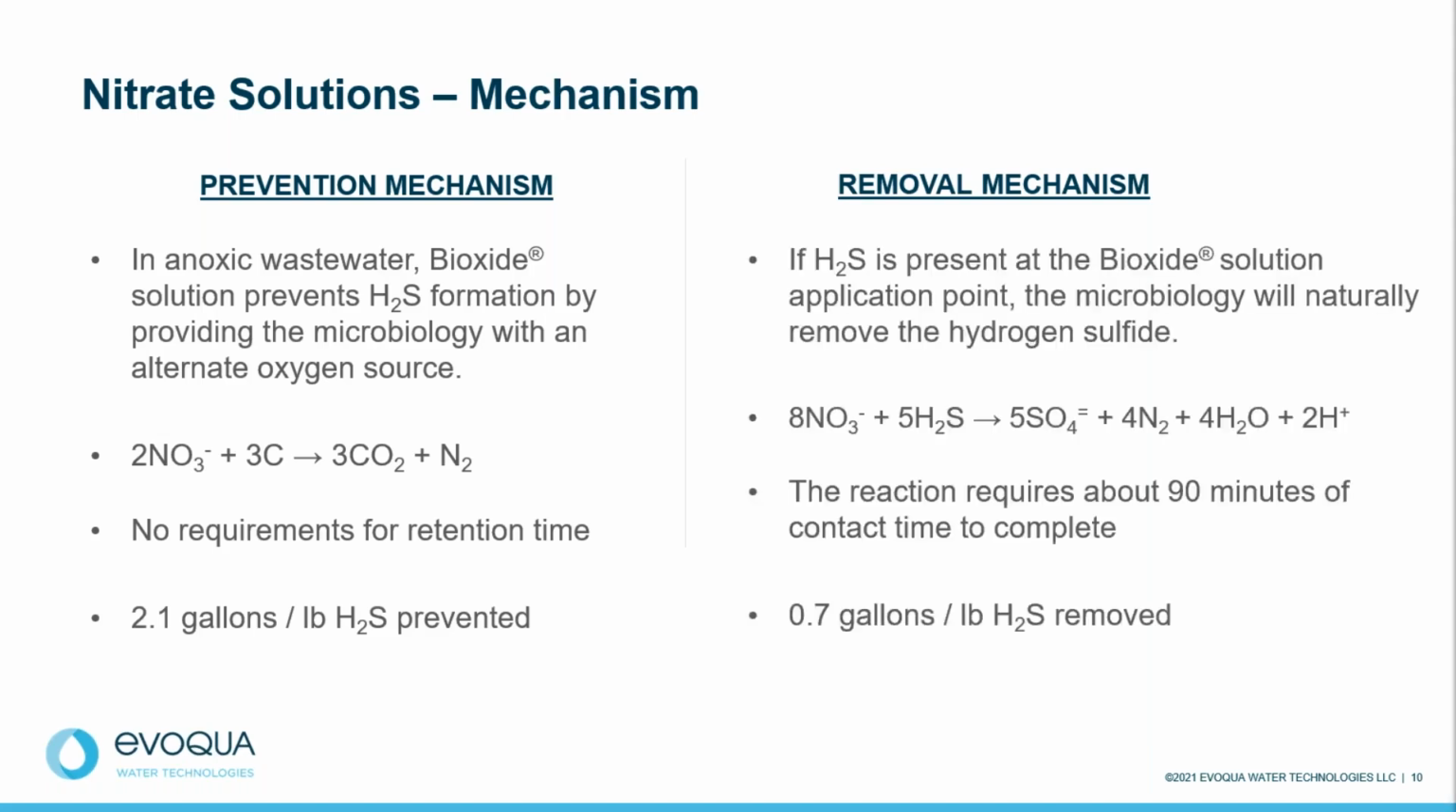Moving on to the next mechanism, which is our removal mechanism. In case there is any hydrogen sulfide already pre-existing at our application point, the microbiology, with the help of the nitrate solutions, will naturally remove the hydrogen sulfide by restoring it back to its ionic state. As you can see in the reaction, the nitrates react with the hydrogen sulfide gas, resulting in sulfate ions, and nitrogen gas is expelled as usual. This reaction requires a minimum of 1.5 hours or 90 minutes of contact time until completion for the removal of hydrogen sulfide gas. This mechanism requires 0.7 gallons of nitrate solution for 1 pound of hydrogen sulfide removal.